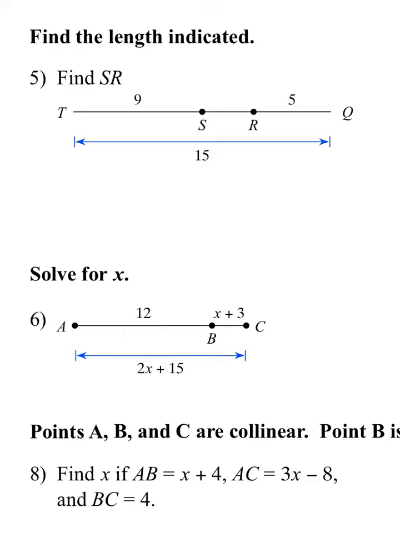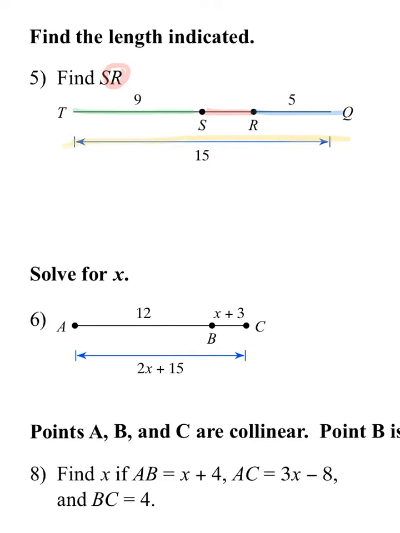Let's look at this. So we have this long line segment here, and our goal is to find SR. I'm going to go ahead and highlight SR. It's that little section right there. The segment addition postulate says that I can take all of my shorter segments. So I can take this 9, this missing SR, and add this 5 at the end. All of those together are going to equal the total segment, and the total segment here is 15.